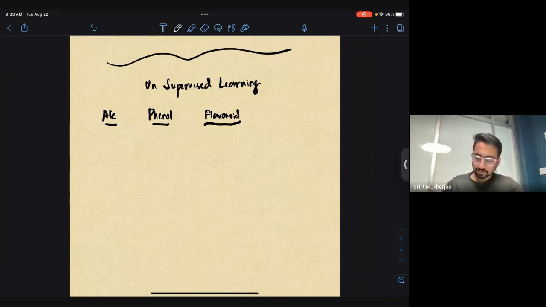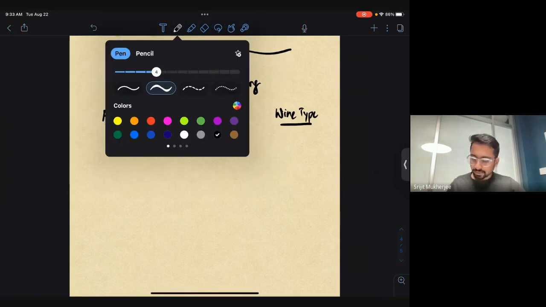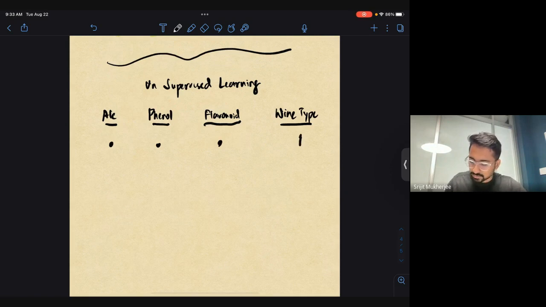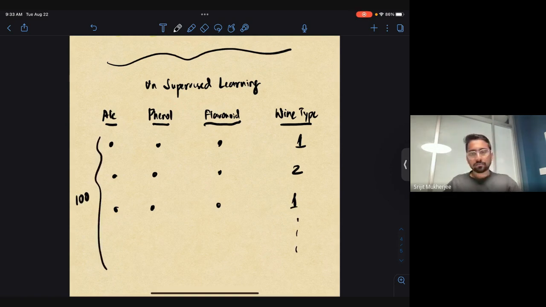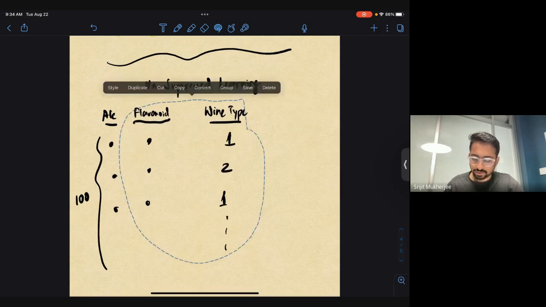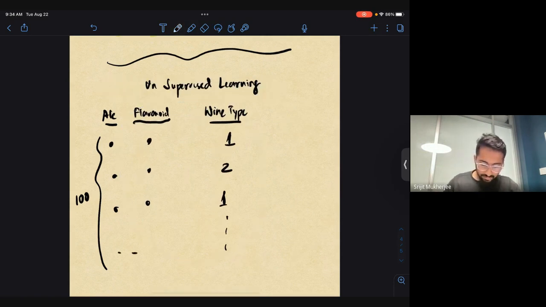Different types of wine, and there are, let's say, three types: wine type one, type two, three. So here you have data of each one, type one, then you have data for two, then again you have data for one, and it goes to 100 different wines. Now, let's just take alcohol and flavonoids. The reason is this, I'm going to share something with you. So this is a data set.